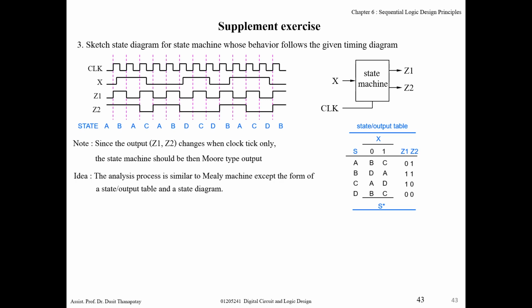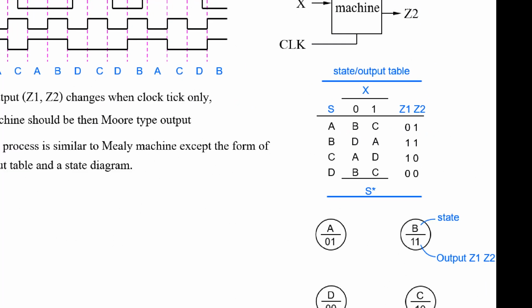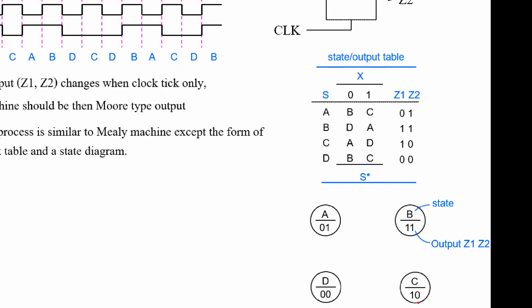That means you can also write a state diagram from this state output table. Because it is a Moore-type machine, you can write the output in the circle of each state, and then you just write down the condition at each state change, right?